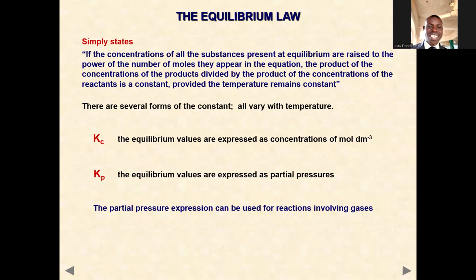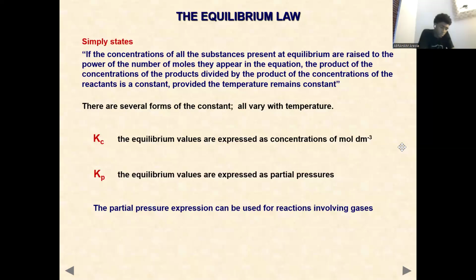If the concentrations of all the substances present at equilibrium are raised to the power of the number of moles they appear with in the equation, the product of the concentrations of the products is divided by the product of the concentrations of the reactants. This is not the Le Chatelier principle. This is actually what we call the equilibrium constant. Let me explain it in a way that is easier for us to understand.